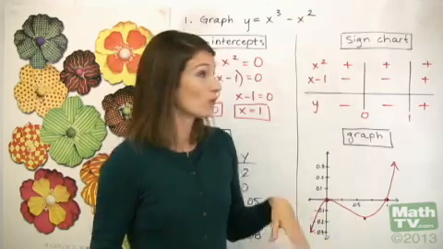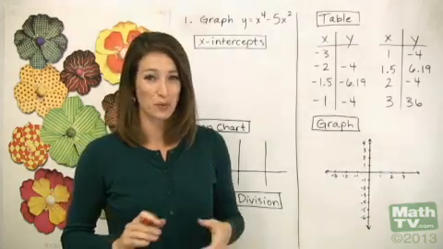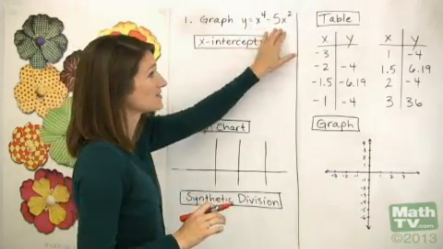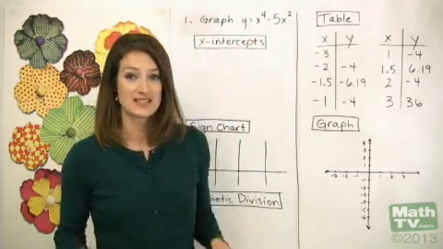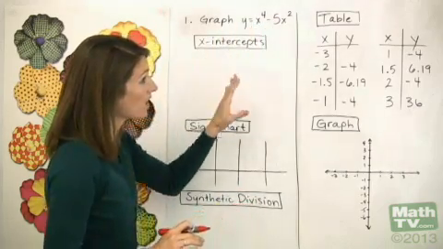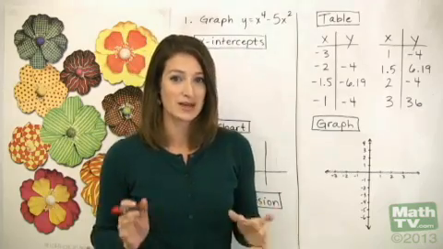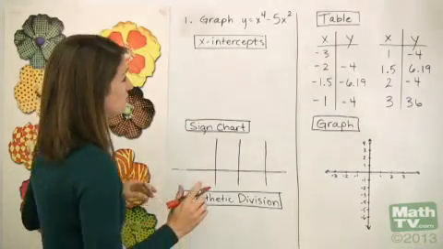So let's try another one where the degree is a little bit higher. For the second example, we're asked to graph y equals x to the 4th minus 5x squared. So already this has a higher degree than the example we just worked. The degree here is 4, so the possible turning points in our final graph is going to be 4 minus 1, which is 3. So first, let's find our x-intercepts for this function.